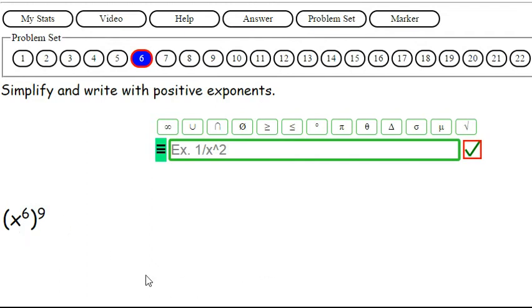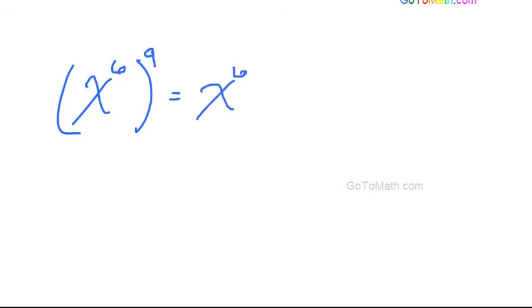We don't have to really worry about that right now, but we have x to the 6th raised to the 9th power. X to the 6th raised to the 9th power. So in this particular case, we're going to multiply the exponents. And that's x to the 54. 6 times 9 is 54.